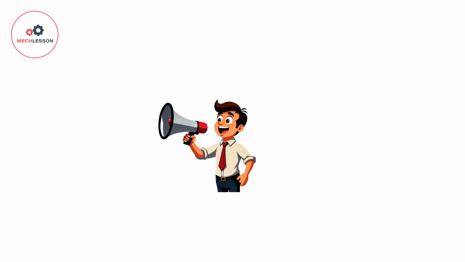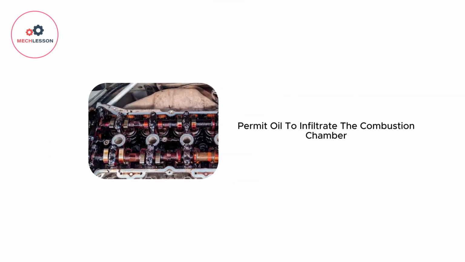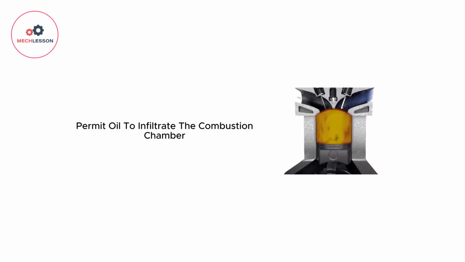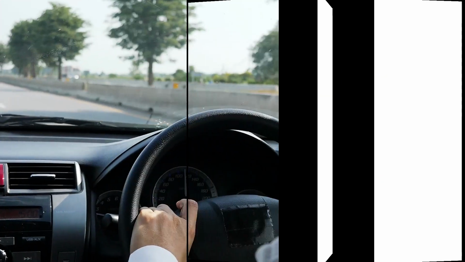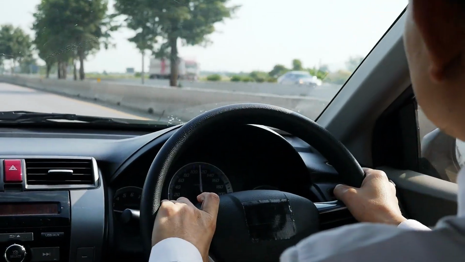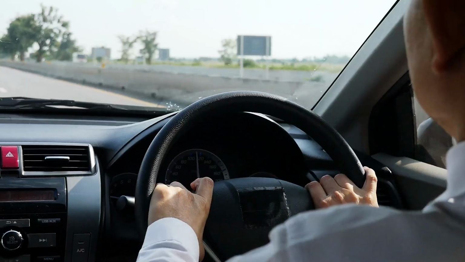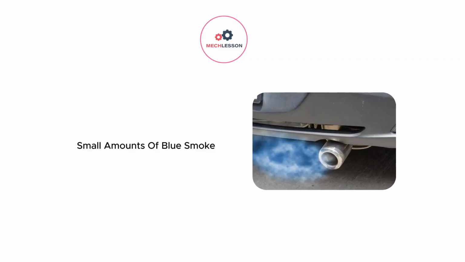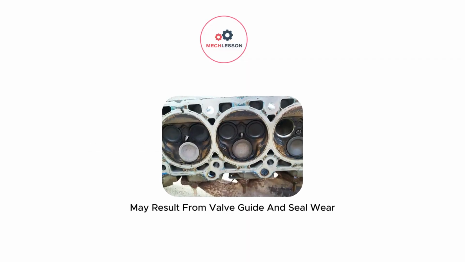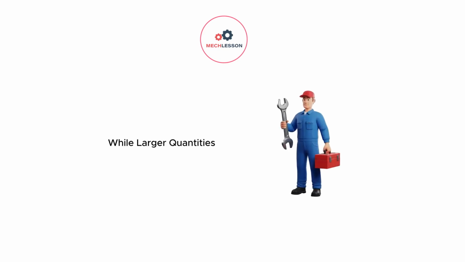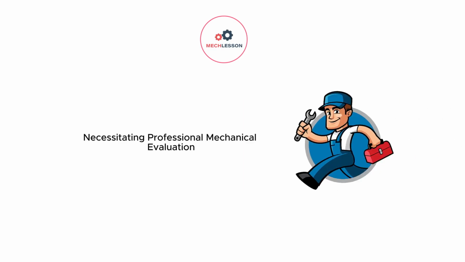Wear in valve guides and seals can permit oil to infiltrate the combustion chamber, leading to its combustion with fuel. Drivers may notice a consistent decline in oil levels, suggesting consumption, and should rule out external leaks. Generally, small amounts of blue smoke may result from valve guide and seal wear, while larger quantities could signal more severe issues, such as damaged piston rings, necessitating professional mechanical evaluation.